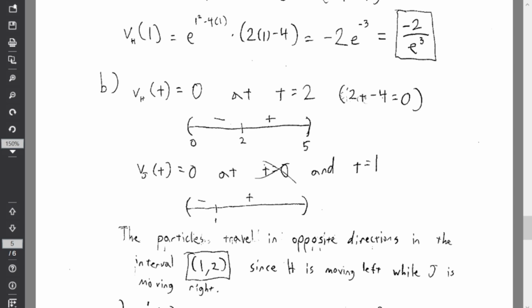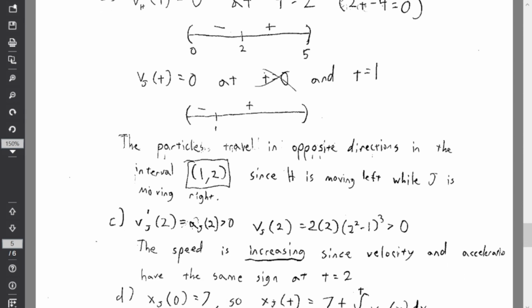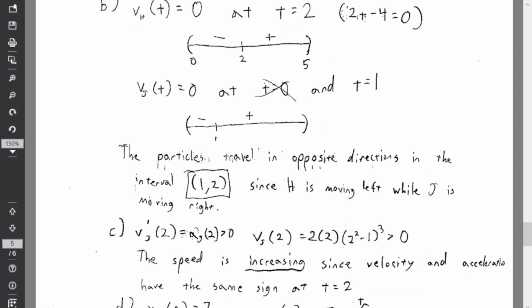Well, we already know and already decided from earlier that velocity is positive at 2, and then we're told that acceleration, we're going to connect that velocity v prime to acceleration, is positive. Therefore, we are moving to the right, and we are also being pulled to the right with the acceleration. So acceleration and velocity have the same sign, therefore the speed is increasing at t equals 2.